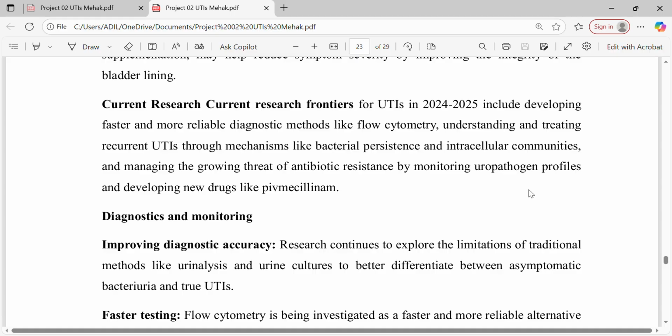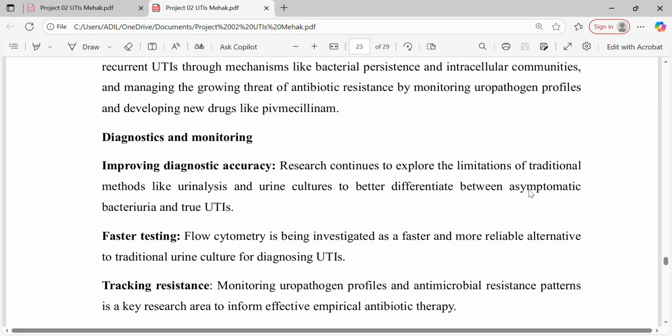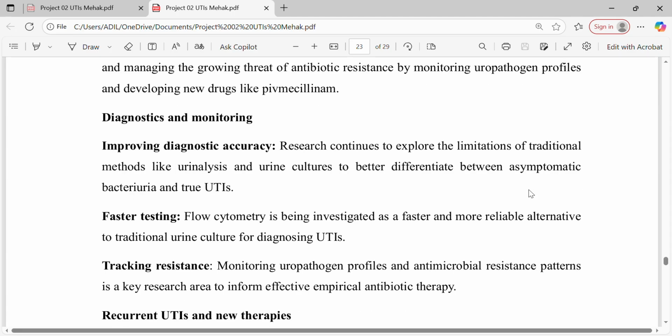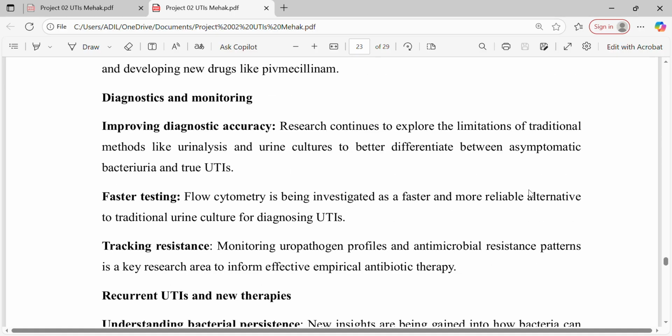Diagnostics and monitoring. Improving diagnostic accuracy: research continues to explore limitations of traditional methods like urinalysis and urine cultures to better differentiate between asymptomatic bacteriuria and true UTIs. Faster testing: flow cytometry is being investigated as a faster and more reliable alternative to traditional urine culture for diagnosing UTIs. Tracking resistance: monitoring uropathogen profiles and antimicrobial resistance patterns is a key research area to inform effective empirical antibiotic therapy.